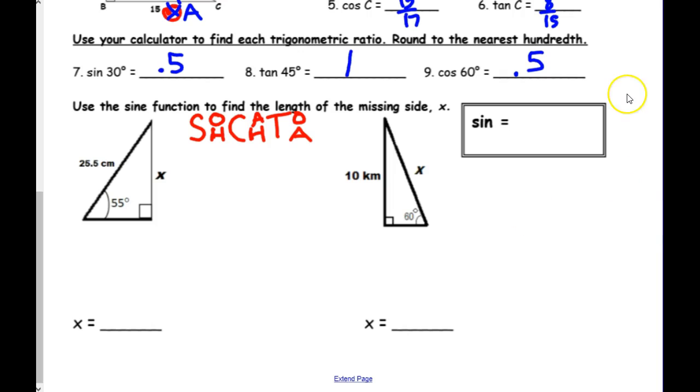All right, let's do it. From 55, did you label O across from 55? H across from 90, and A as the leftover. So what did you put over here on the right? Okay, O is 10, H is X, A is nothing.